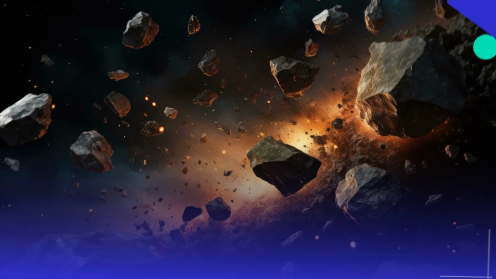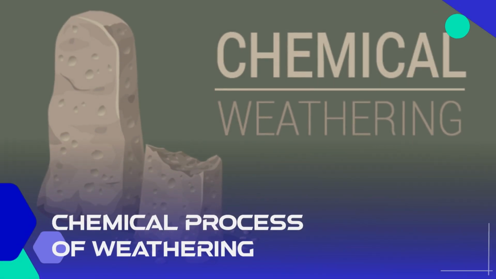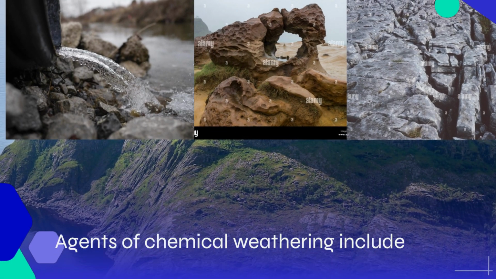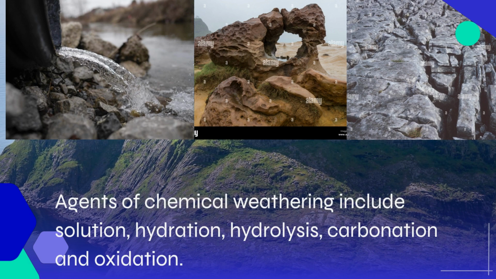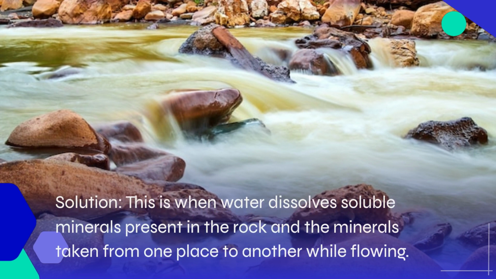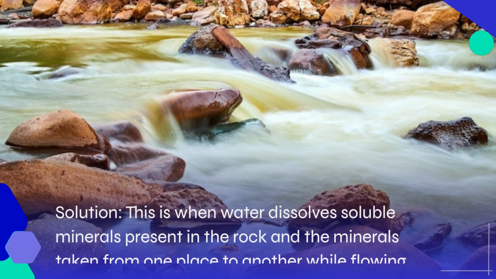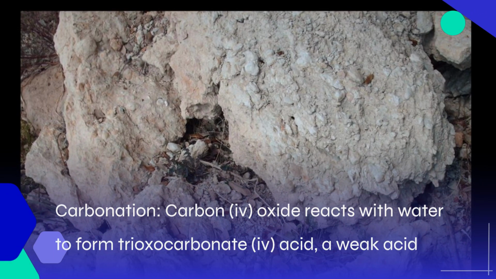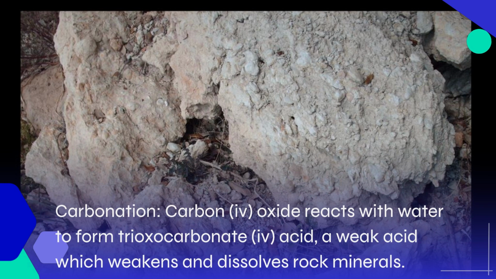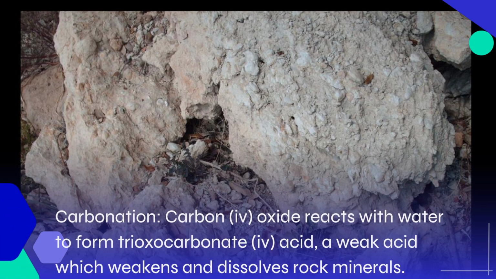Chemical process of weathering. Agents of chemical weathering include solution, hydration, hydrolysis, carbonation and oxidation. Solution: this is when water dissolves soluble minerals present in the rock, and the minerals are taken from one place to another while flowing. Carbonation: carbon dioxide reacts with water to form trioxocarbonate(IV) acid, a weak acid which weakens and dissolves rock minerals.